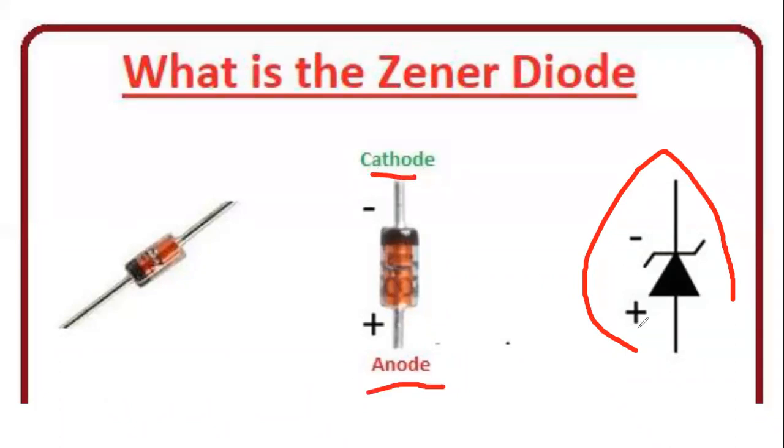You see that these are exactly similar, and this is the practical diode. So how can you identify which one is the cathode and which one is the anode?